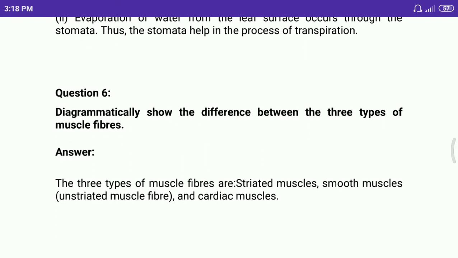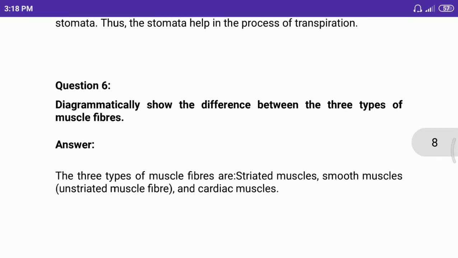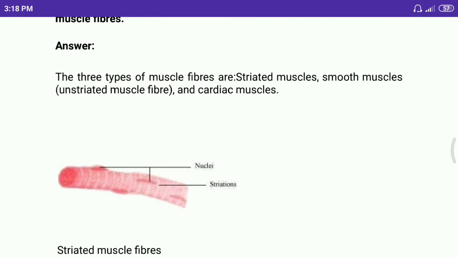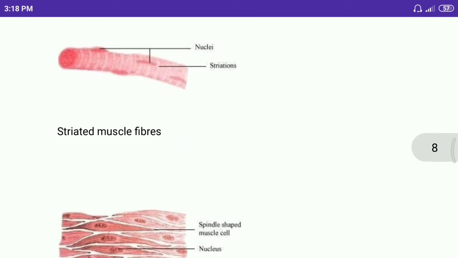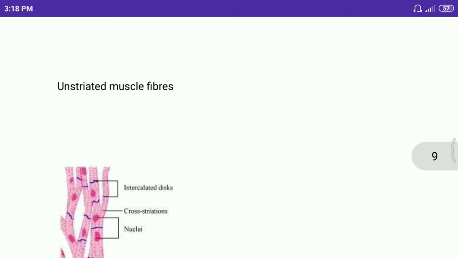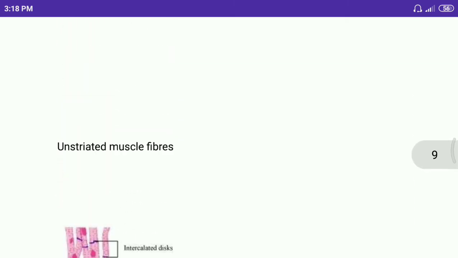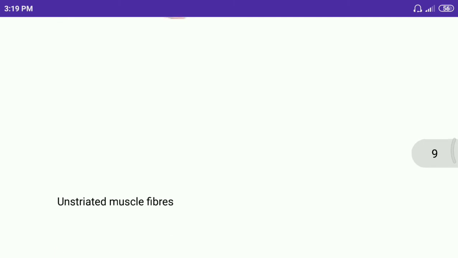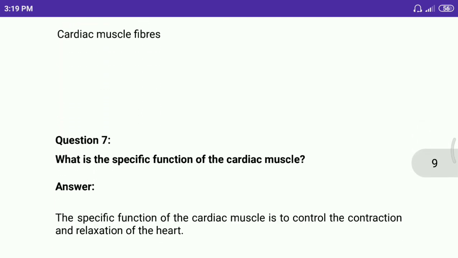Sixth question. Diagrammatically show the difference between the three types of muscular fibers. Answer. The three types of muscular fibers are striated muscle, smooth muscle, and cardiac muscle. Here are diagrams of the three types of muscles. Okay, so we go further.